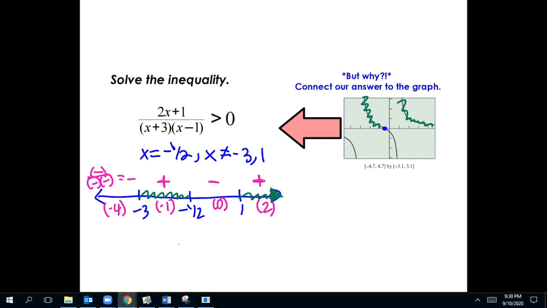And this number line matches exactly what we're seeing on that graph. I'm going to use open circles for the -3 and the 1, no matter what the inequality says. And then because the inequality doesn't have an or equal to sign, I'll use another open circle there. So my final answer is from -3 to -1/2, and then from 1 to infinity, which we would have missed, and we would have also missed the -3 if we hadn't thought about those asymptotes when we did our answer.